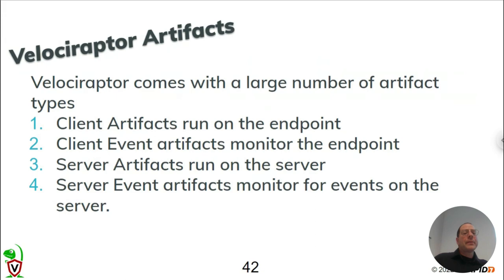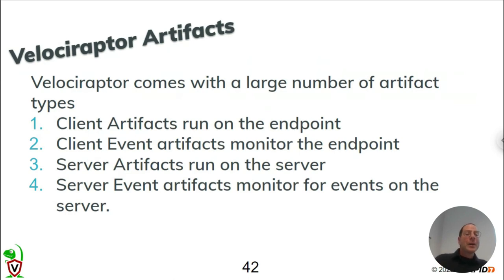Now we can run artifacts because Velociraptor is just a VQL engine, right? It just runs these queries. So we can run them in different contexts. We can run it on the client, and that's what we've seen so far, we're just collecting artifacts. But you can also run them on the server as well, and that's useful for doing administration of the server or various enrichments.